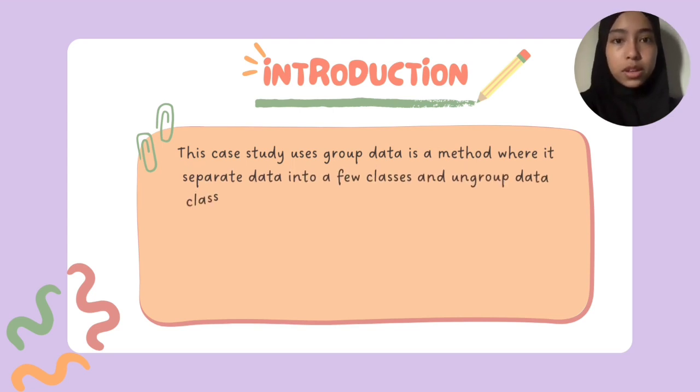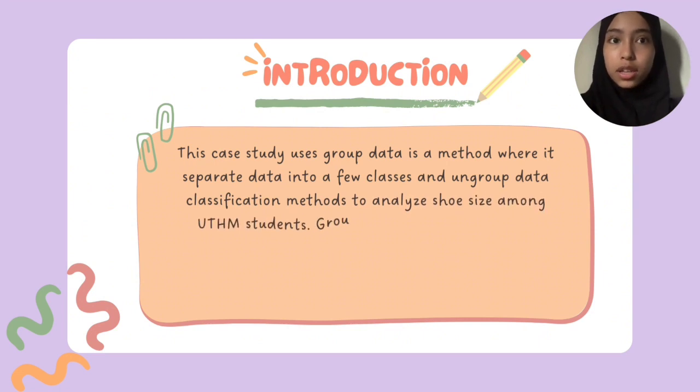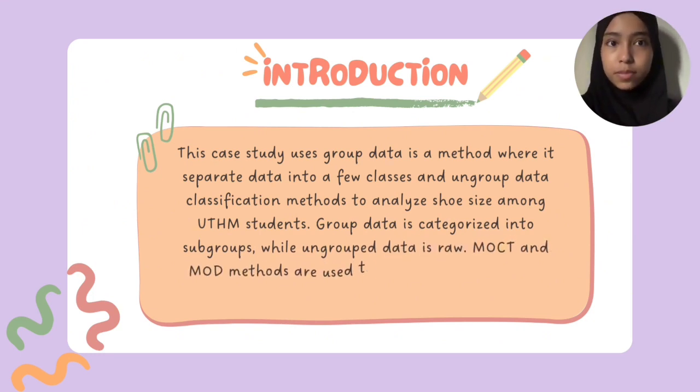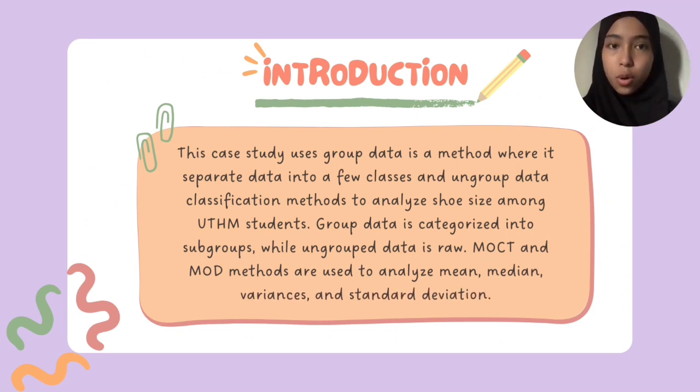For our group case study, we use grouped data as a method, where data is separated into a few classes, and ungrouped data classification methods to analyze shoe sizes among the UTHM students. Grouped data is categorized into subgroups while ungrouped data is raw. MOCT and MOD methods are used to analyze our data's mean, median, variances and standard deviation.